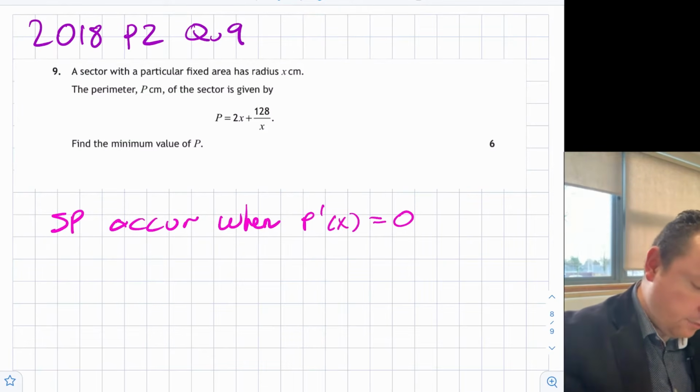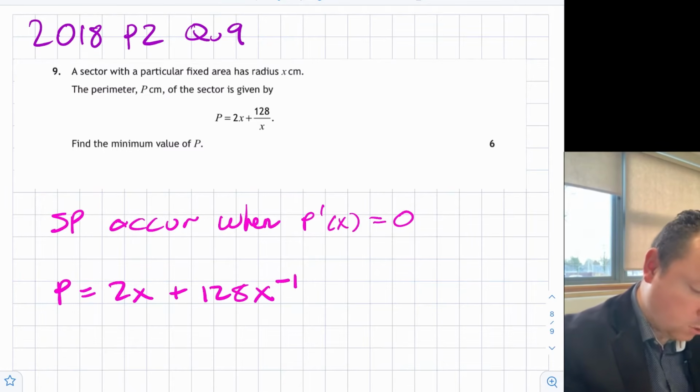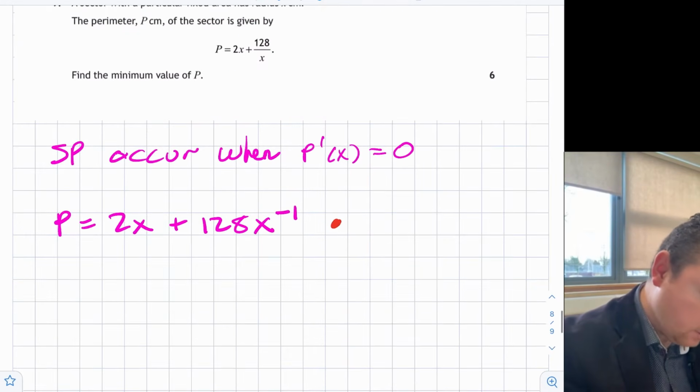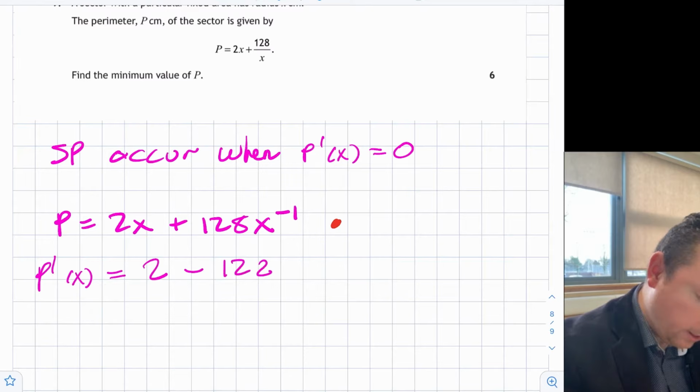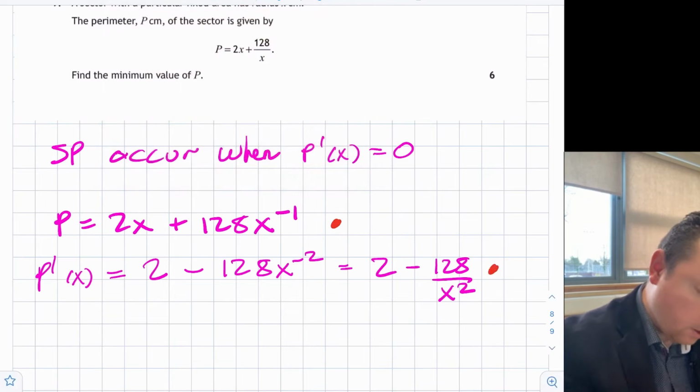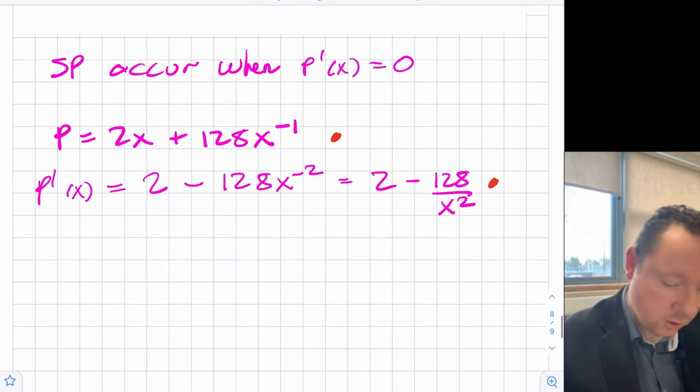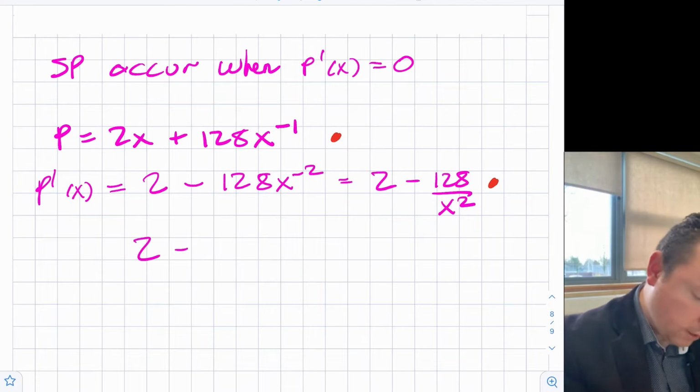Okay, let's get this ready to differentiate then. So p equals 2x plus 128x to the -1. There you go for 1 mark there. Differentiate it. So p dash is equal to 2 minus 128x to the -2, which is 2 minus 128 over x squared. Second mark there, making it equal to 0 is your third mark. We've already made the statement. So 2 minus 128 over x squared equals nothing is your third mark out of 6 so far.